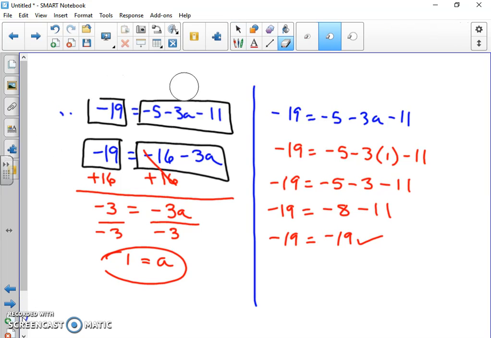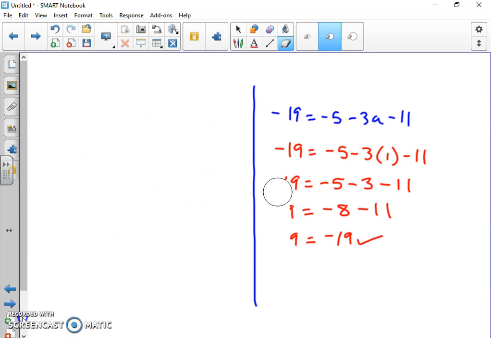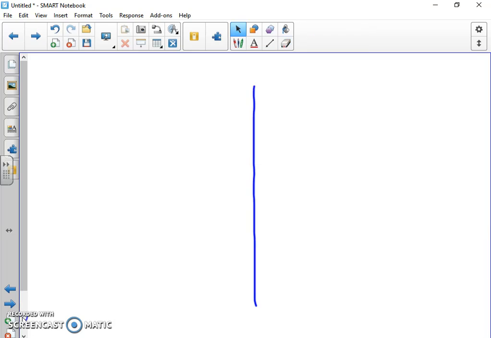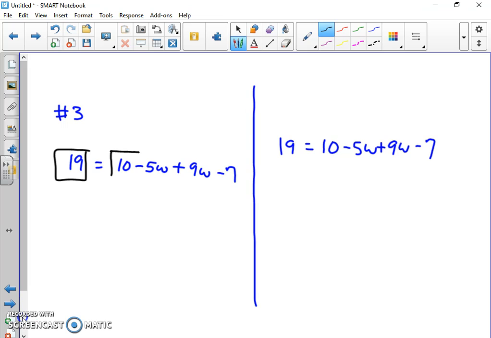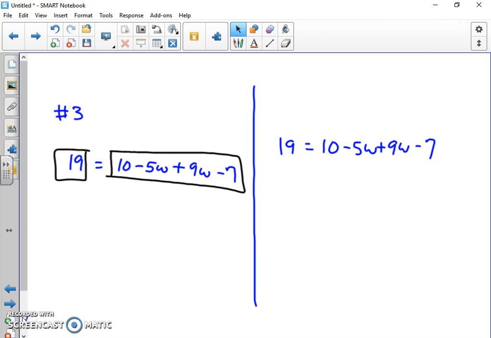Okay, let's work at number 3. So number 3, we have 19 equals 10 minus 5w plus 9w minus 7. So rewrite it over here. 19 equals 10 minus 5w plus 9w minus 7. Let's box it and work inside the boxes. We don't start moving until we have everything inside those boxes combined.